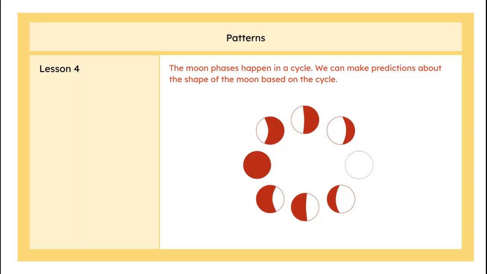During the discussion, you will add to the Unit 7 pattern chart. By the end of the discussion, students should understand that the moon phases happen in a cycle. We can make predictions about the shape of the moon based on the cycle. They will also have a visual representation of this pattern.